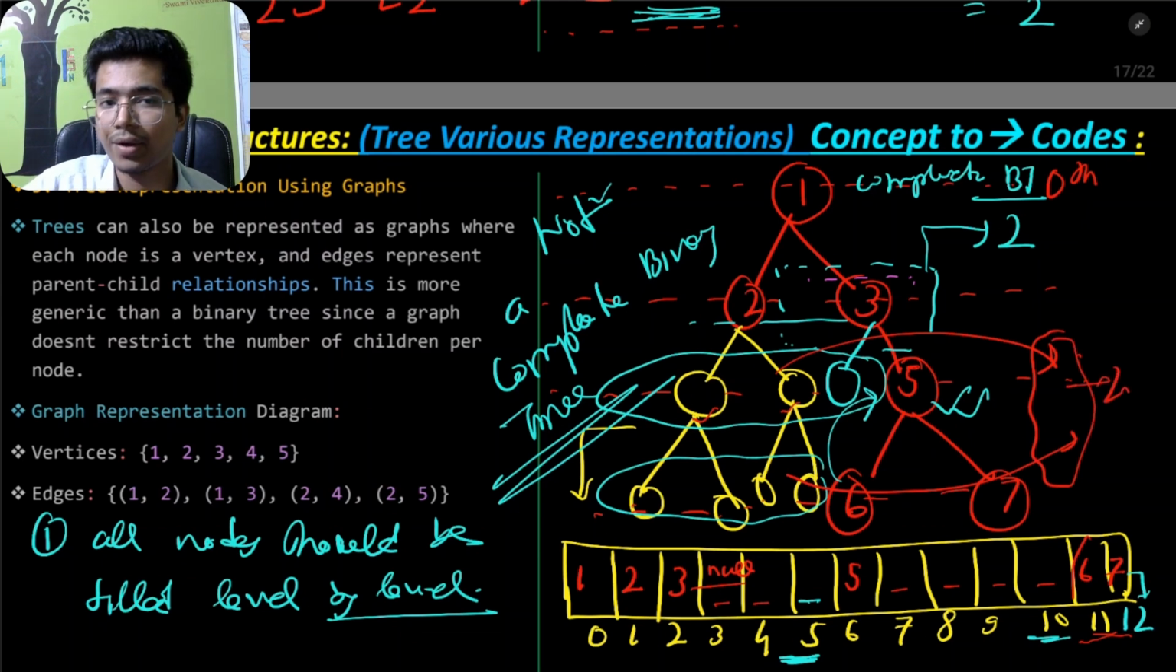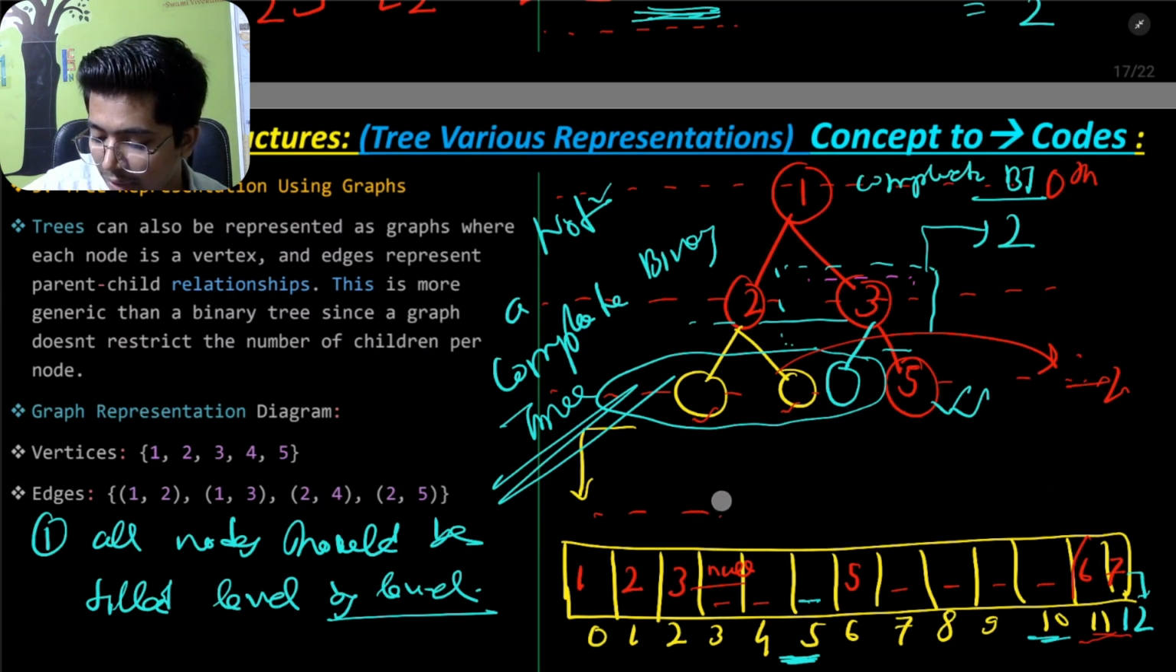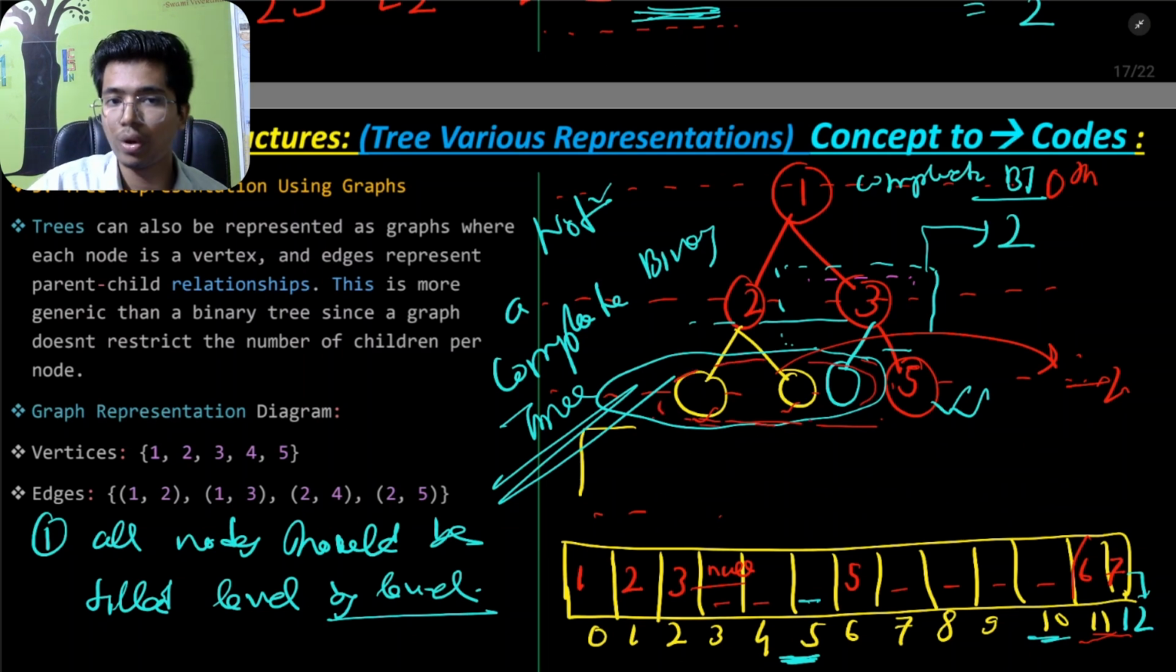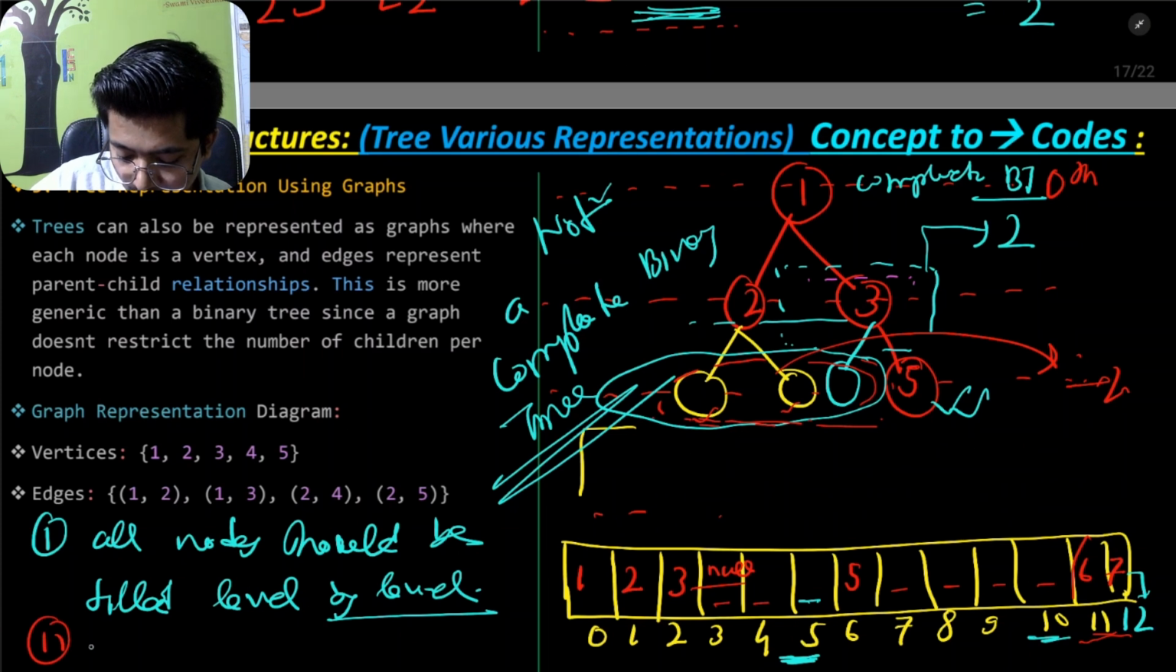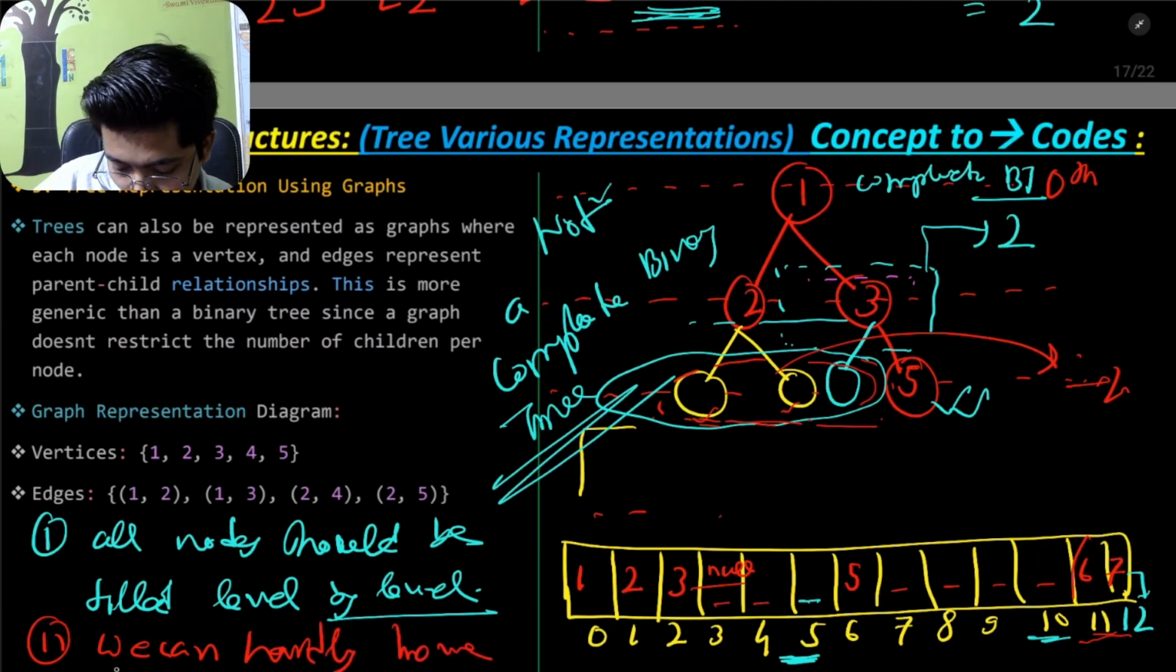But the complete binary tree criteria tells that we can have empty nodes only at the last level. That means if that was our last level, then we could also have those empty nodes. So we can hardly have empty nodes except at the last level. So this is the last level where we can have empty nodes.